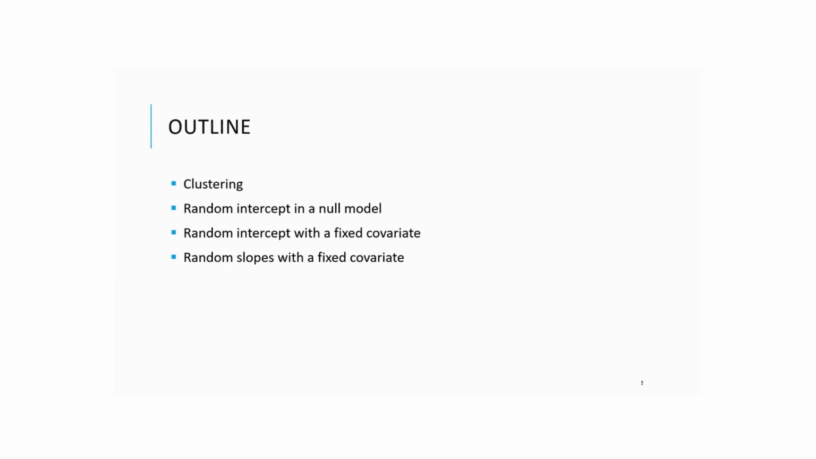Okay, so first of all, we're going to be talking about why data would require multi-level or hierarchical modeling. Data would tend to occur in clusters, either by design or by accident, mostly by design. And then we'd also talk about random intercepts in a null model. This will serve as the foundation for more complex models when you add covariates to your models. And lastly, we'll discuss random slopes with a fixed covariate.